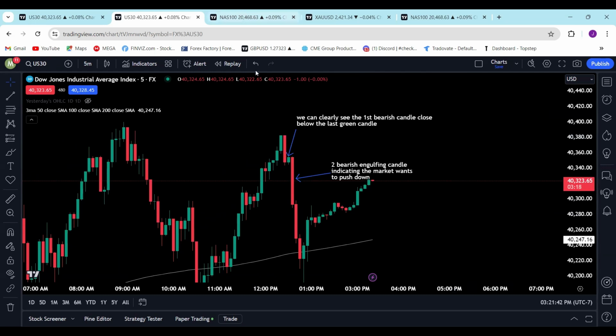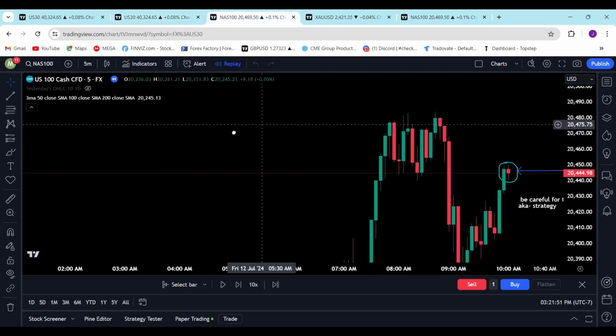It means the market's going to push down. Okay, so that was point one, two, and three. Now we're going to go over point four. Point four is, what does a doji candle look like?